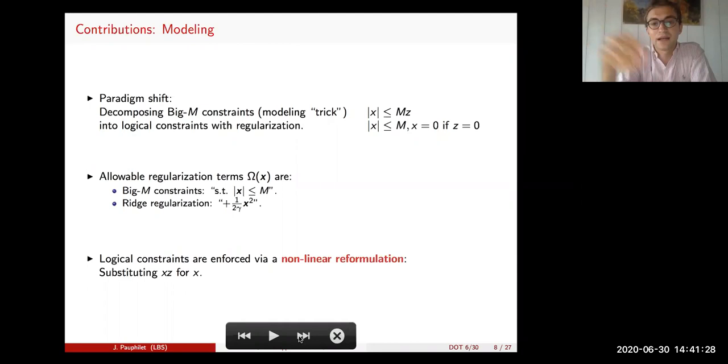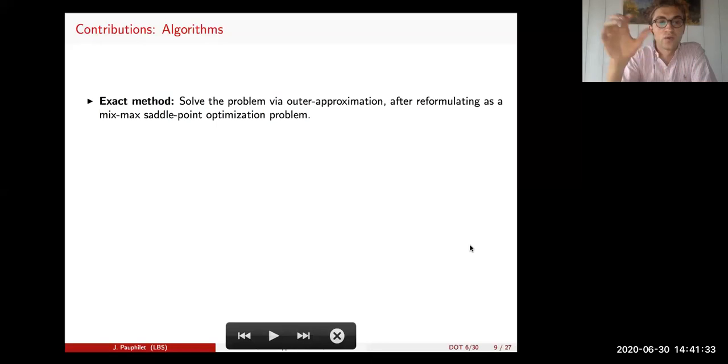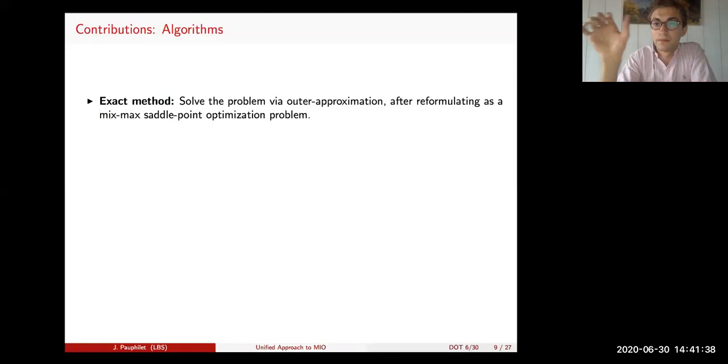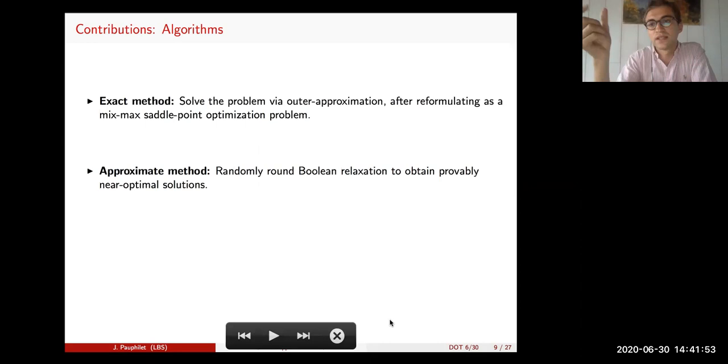Our second type of contribution in this work is on the algorithm side. We show that you can reformulate those problems as mixed integer saddle point problems, that is, mixed integer min-max optimization problems that can be solved exactly with outer approximation. We also study the Boolean relaxation of the problems and show that by solving the relaxation and doing a simple random rounding strategy, you can obtain provably near optimal solutions in polynomial time.